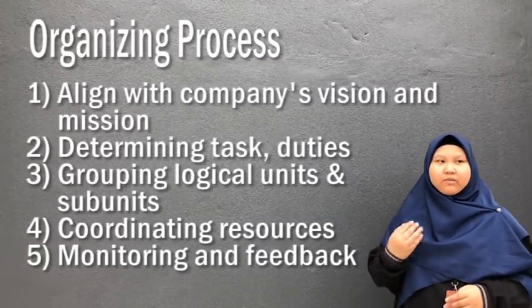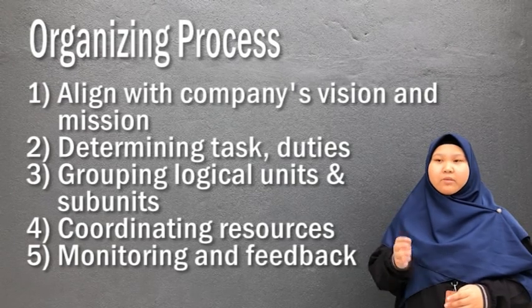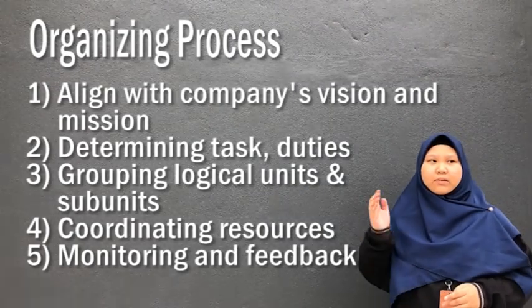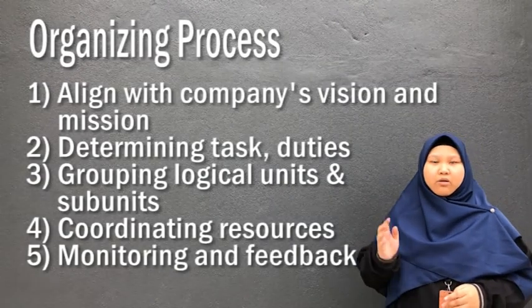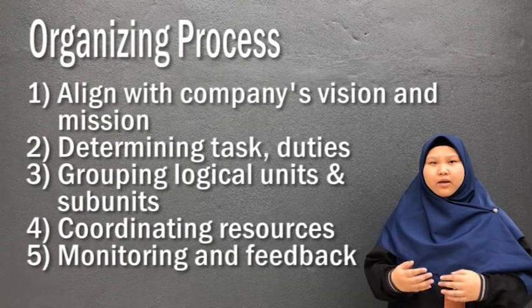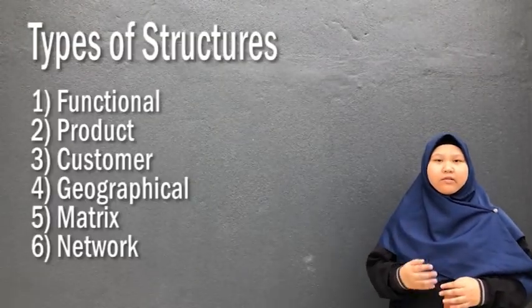Second is the organizing process. The organizing process is by aligning with the company mission and vision, determining the tasks and grouping the tasks into subunits, coordinating the resources, and monitoring in order to get feedback. And then there are six types of organizational structure.